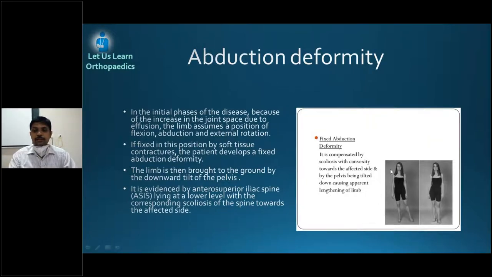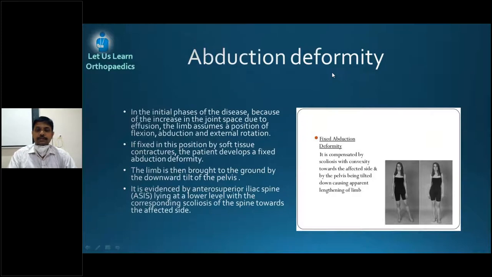So you see in image number one, in this lady, the limb is fixed in abduction. A patient cannot walk with a wide-set limb, so he has to bring the abducted hip to the midline. In image two, you see the left hip is brought to the midline to compensate for it. And what happens? If you try to bring the abducted hip to the normal side, the ASIS on the same side will dip down, that is, the pelvis will dip downwards. So it is evident clinically by the ASIS being at a lower level, with corresponding scoliosis of the spine towards the affected hip. Initially, in adduction deformity, the spine will be convex towards the opposite side, whereas in fixed abduction deformity, the spine will be convex towards the affected side.